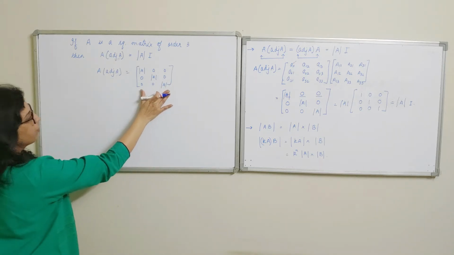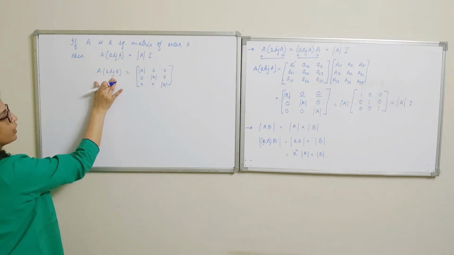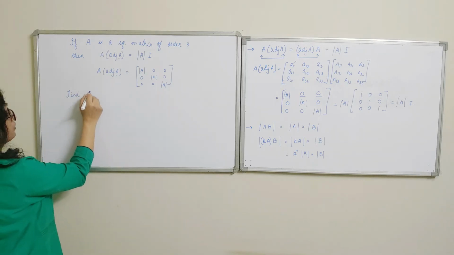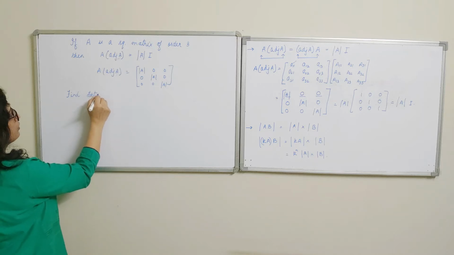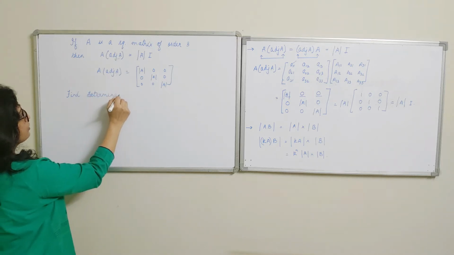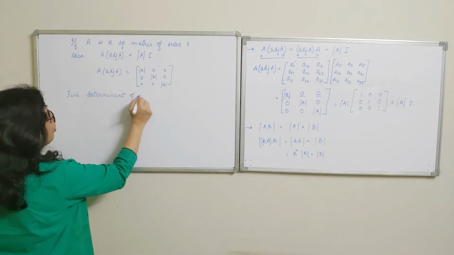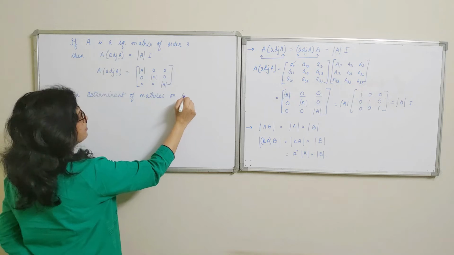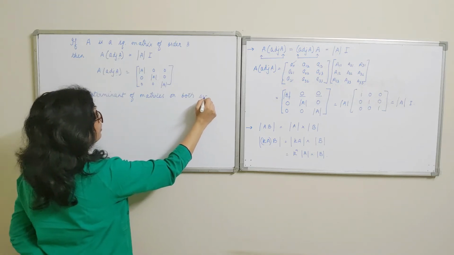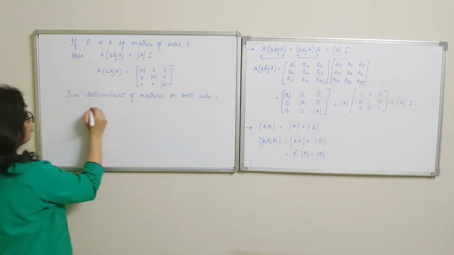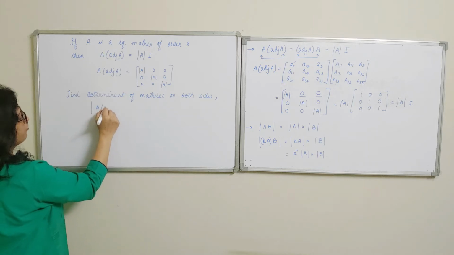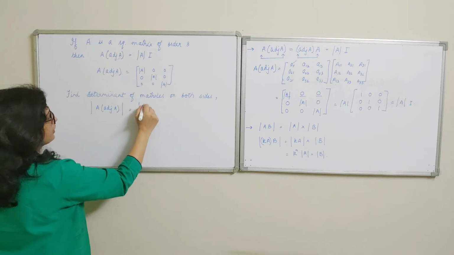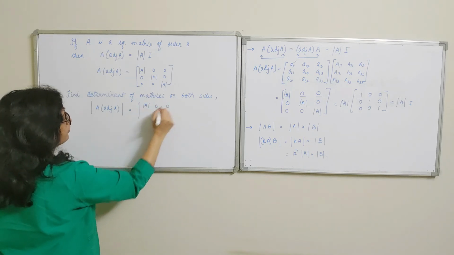Alright, so right side we have a matrix, left side we have product of matrix. So now let us find the determinant of matrices on both sides. So on the left side we have determinant of matrix A multiplied by its adjoint. On the right side the determinant is this.